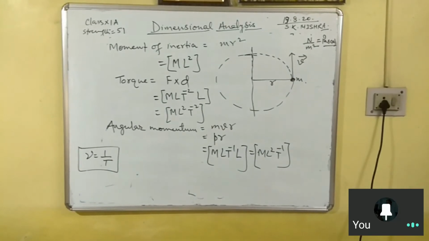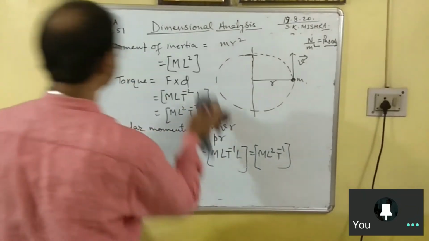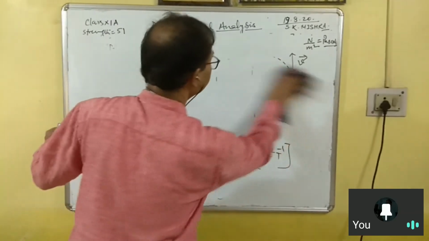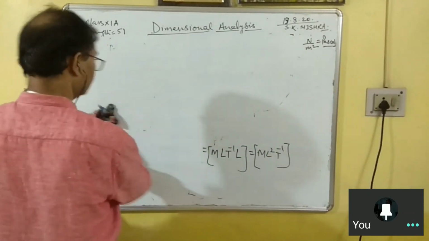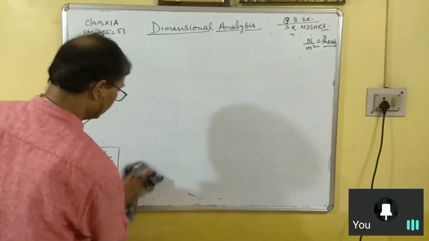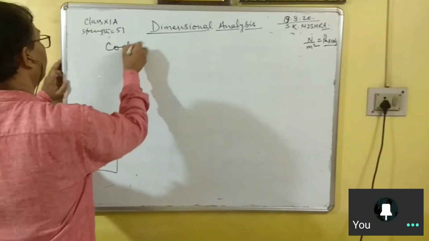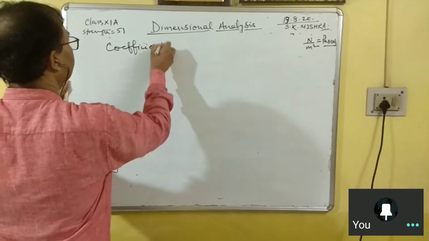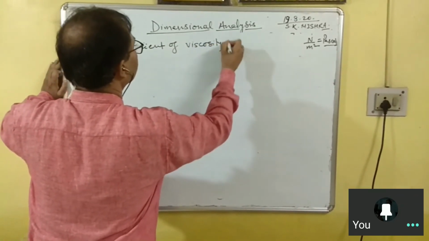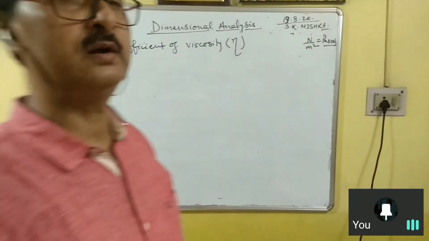Taken. Okay. Now, like coefficient of viscosity, denoted by the symbol eta. Read as eta, Greek symbol eta.